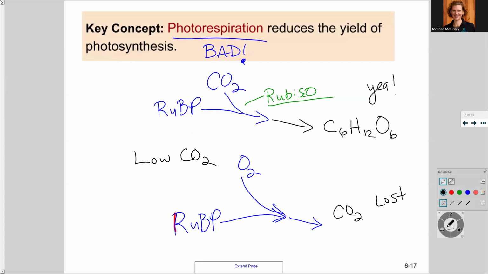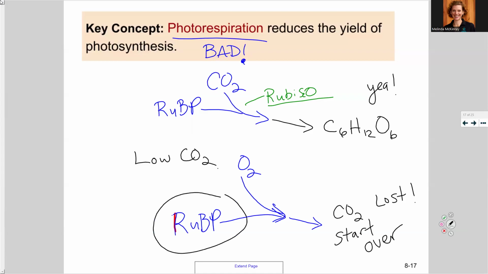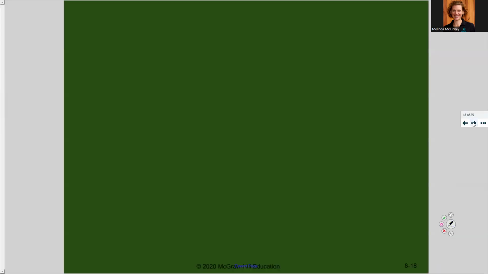So you have to start over. There's quite a bit of energy in this process and no sugar is made. So you start with carbon dioxide, and in another process, it's pulled out of RuBP and it actually diffuses out of the cell. So this can kill plants, and plants have evolved many adaptations to try to avoid photorespiration. And that will be in the next video.